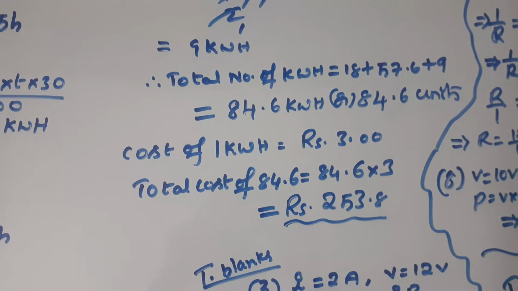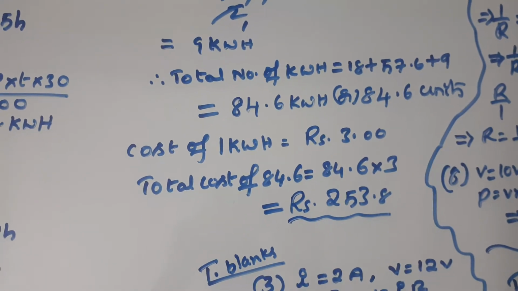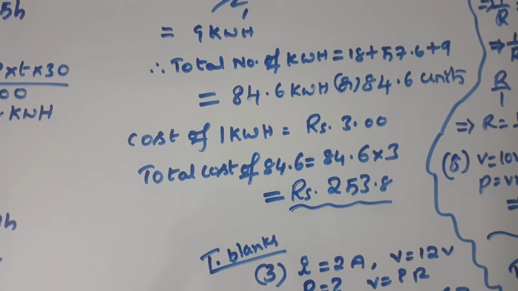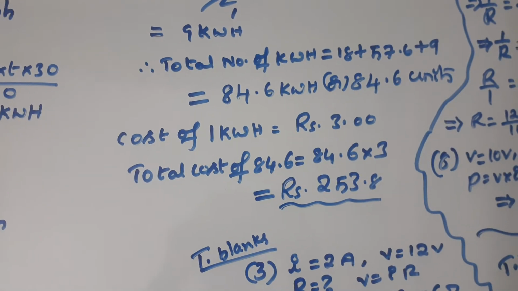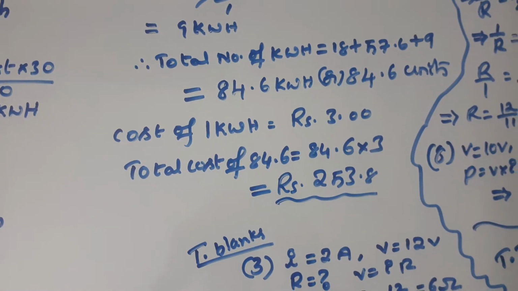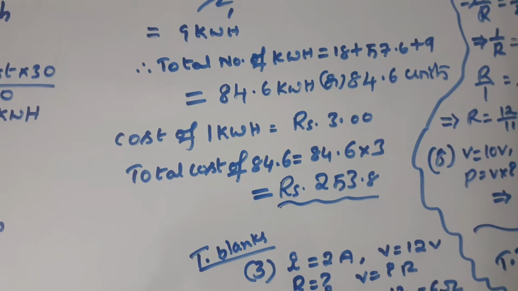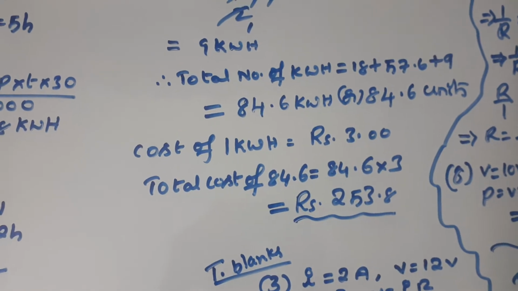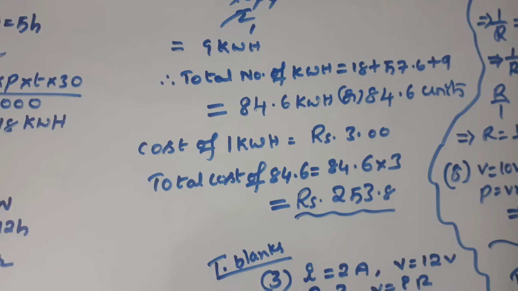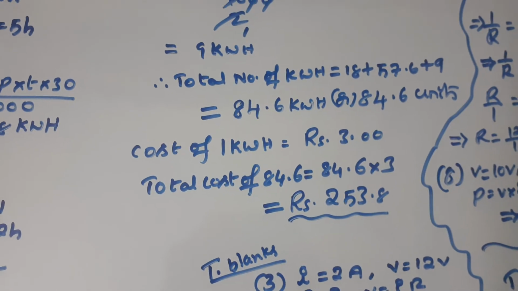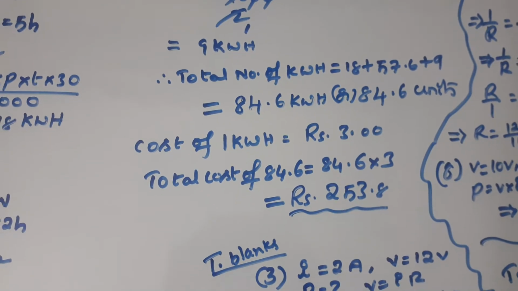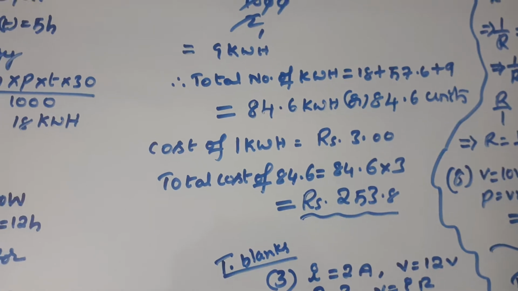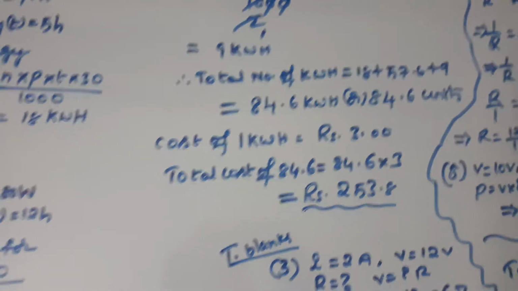Cost of 1 kilowatt hour is 3 rupees. So total cost is 84.6 into 3 rupees, that is 253.8 rupees, students. Kilowatt hour is the unit of electrical energy consumed. But in daily life, 1 kilowatt hour can also be called 1 unit. So this is textual question number 23, students, most important.